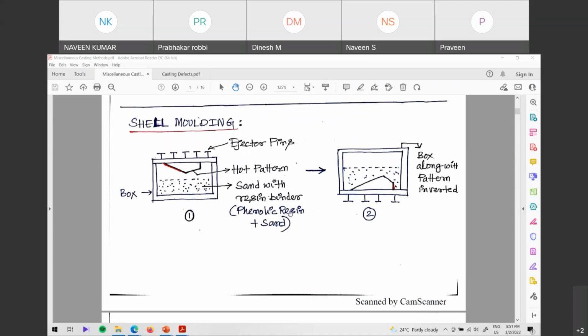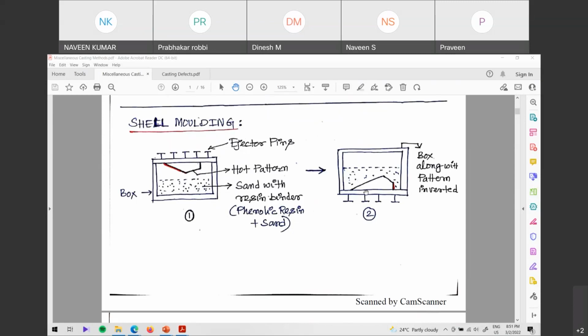Resin binder is phenolic resin. Sand is there and we are adding some extra material, that is phenolic resin, and a mixture of this is poured into this box, and there is no contact in between these two. Now what you will do, as you have heated this to a certain degree centigrade, maybe some 100 degrees centigrade, something like that, based on the material that you're putting here, you will heat it. That is called hot pattern.